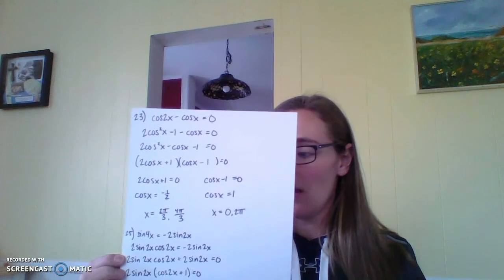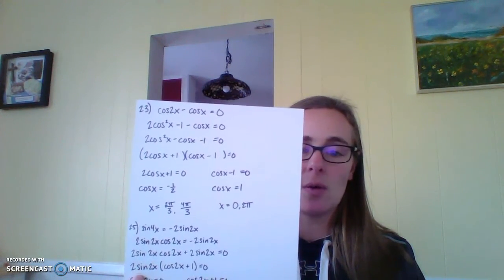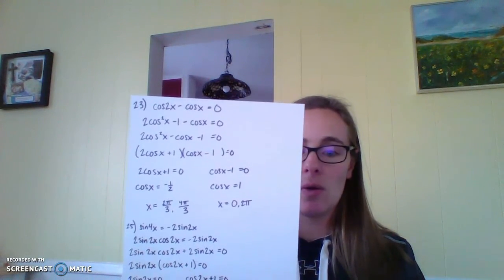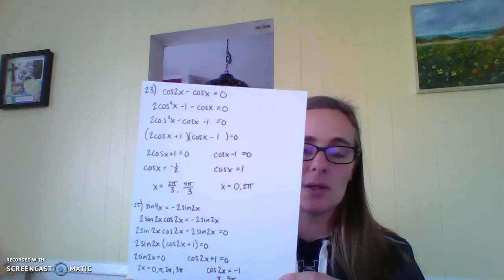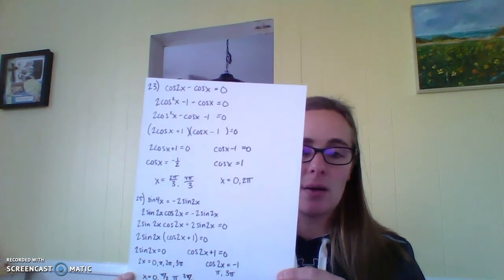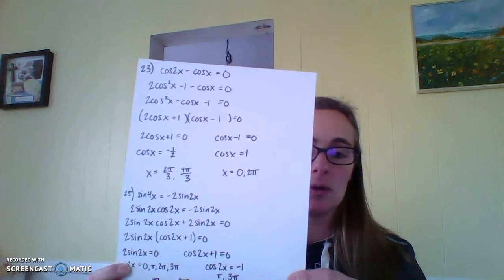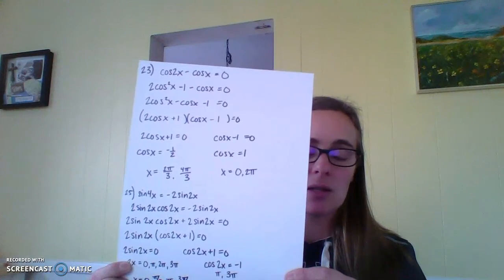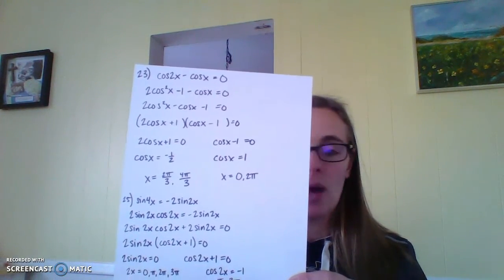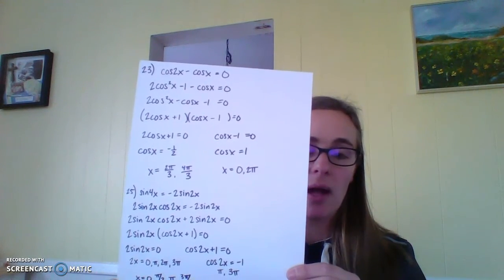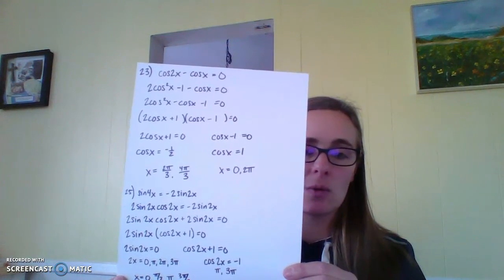So then again, we'll set both of these things equal to 0: 2 sine 2x equal to 0, cosine of 2x plus 1 equal to 0. Over here, for 2 sine 2x equal to 0, 2x would then be equal to 0 and pi. That's where we have sine of x equal to 0. But remember, we were going around the circle 2 times because it's sine of 2x. So 0, pi, 2 pi, and 3 pi would be when 2x gives sine equal to 0.